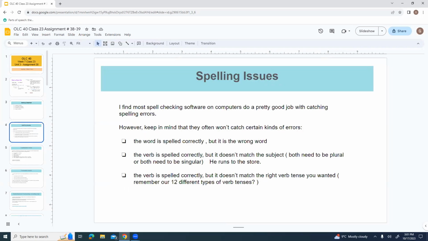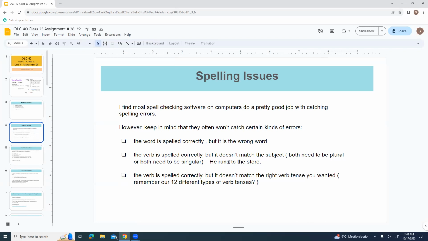So first, spelling. I find that most spell checking software on computers or on the web do a pretty good job with catching spelling errors. However, you need to keep in mind that they won't catch certain kinds of errors. For example, if the word is spelled correctly, but it is the wrong word, it won't work, okay? If the verb is spelled correctly, but it doesn't match the subject, it won't catch it, right? So if I said, for example, here I've got it corrected already.